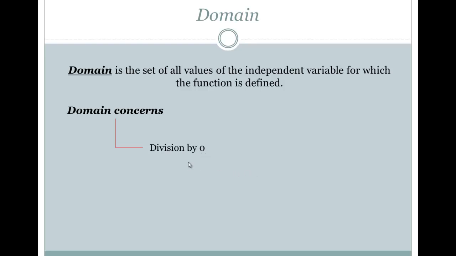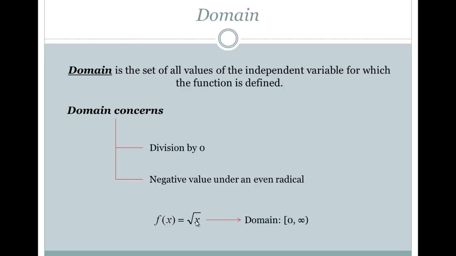The machine blows up. The other one we have to really pay attention to is a negative value under an even radical. For example, if I had the square root of x, or the 4th root, or the 6th root, or the 8th root of x, then if I tried to plug in negative 1 here, it's not going to work. I can't take the square root of a negative number and get a real value back. And so my domain here, again in bracket notation, is 0 to infinity. Any positive number or any number greater than or equal to 0 will work.